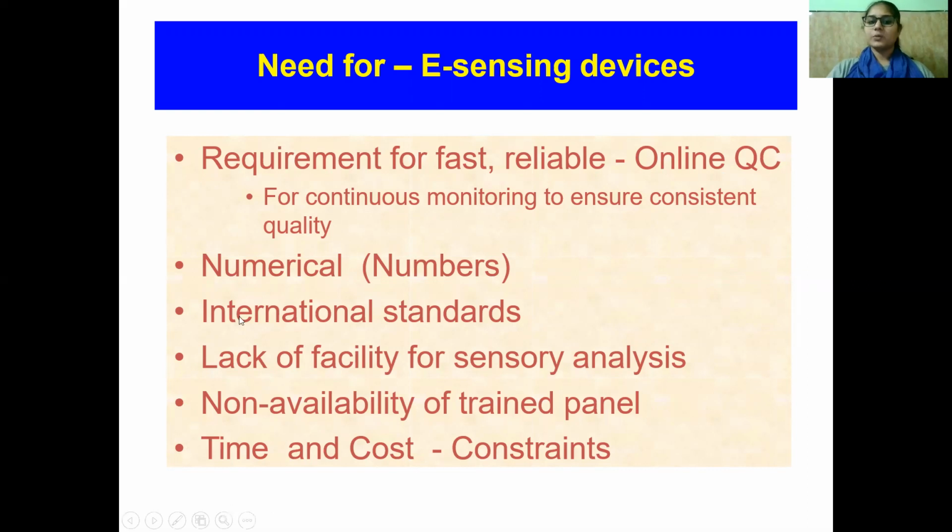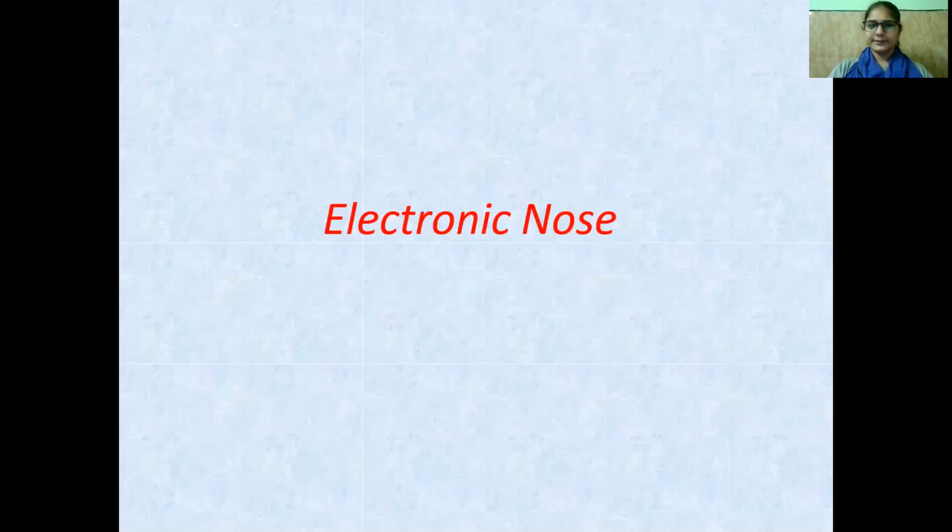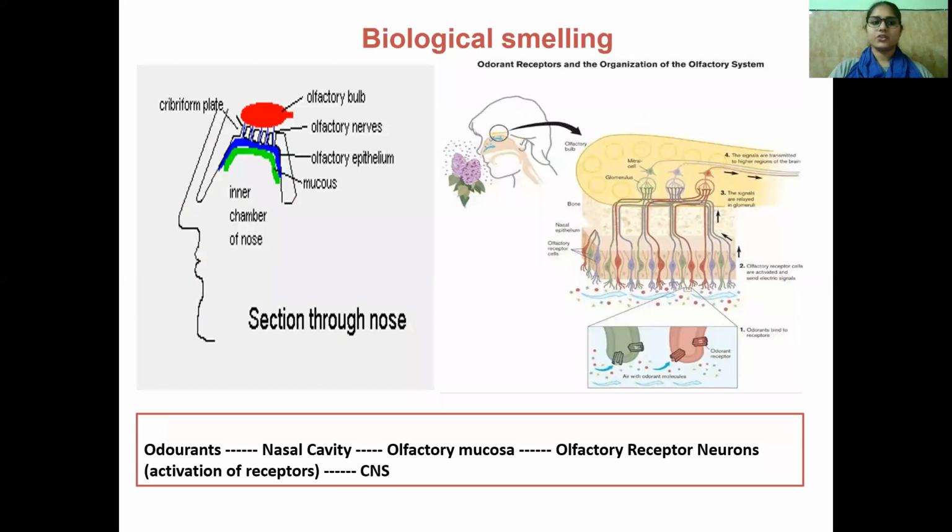Next, we require numerical values so that we can communicate them with international standards, so we maintain the international standards. Next, there is a lack of facilities for sensory analysis, non-availability of a trained panel, and time and cost constraints. So first is the electronic nose.